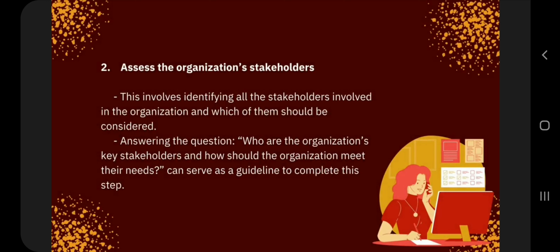The second step is to assess the organization's stakeholders. This involves identifying all the stakeholders in the organization and which of them should be considered. Answering the question, who are the organization's key stakeholders and how should the organization meet their needs, can serve as a guideline to complete this step. Tasks such as listing the key customer groups of the organization, determining whether the organization is currently meeting the needs of each group, and formulating ways on how the organization can best meet the needs of its customers are done at this step.